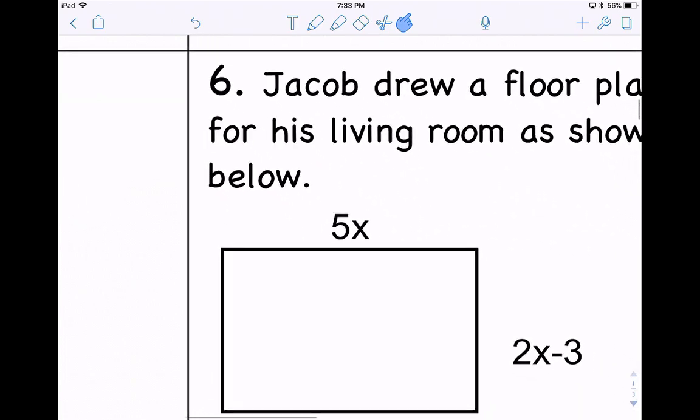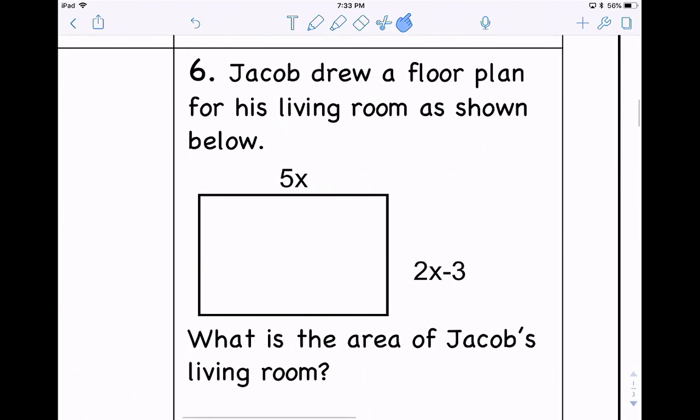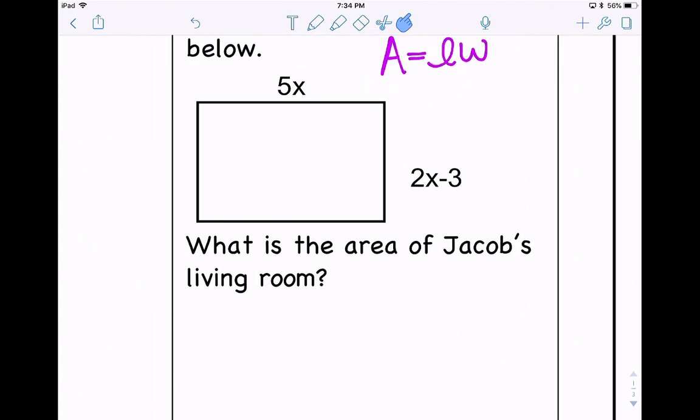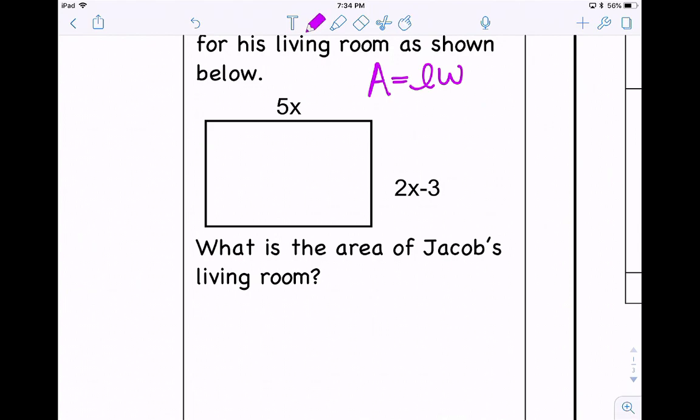Right, number 6. So number 6 is similar, but now it's in terms of a word problem. So it says, Jacob drew a floor plan for his living room as shown below. What is the area of Jacob's living room? So hopefully you remember that to find area of a rectangle, we do area equals length times width. So we're going to multiply the length of 5x times the width of 2x minus 3. So if I wrote that out, it would look like this. I would do 5x times 2x minus 3.